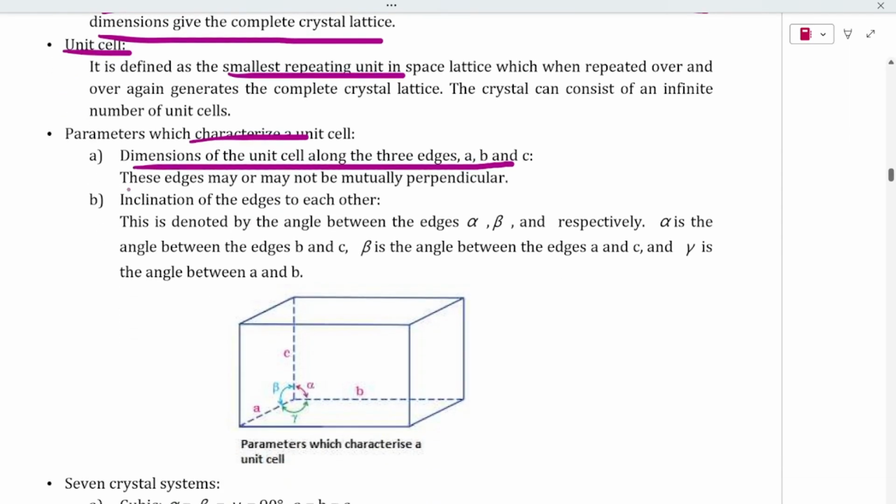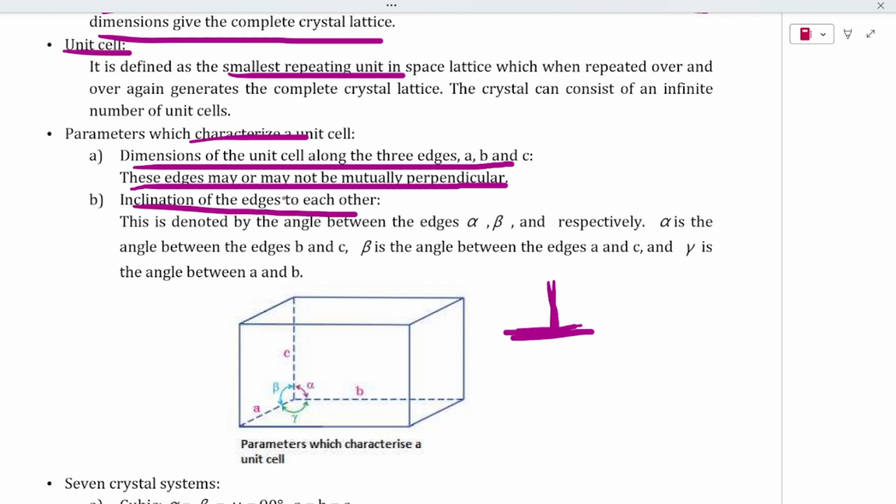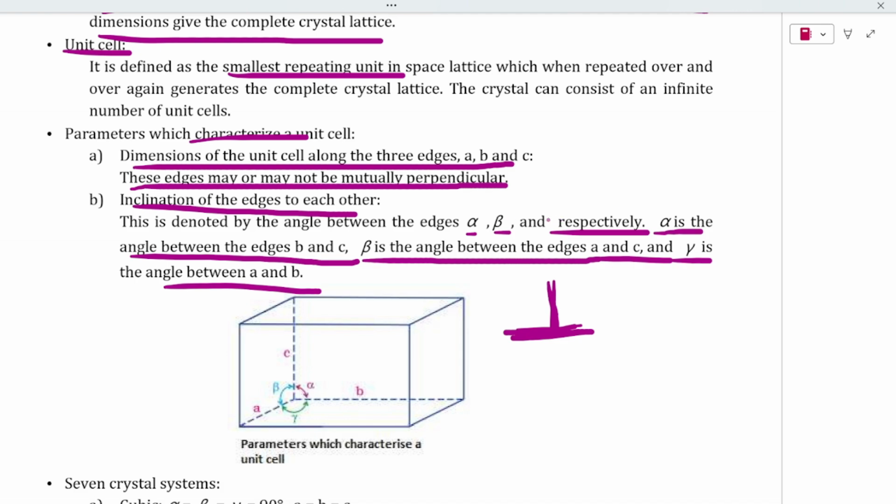3 edges will be there. These edges may or may not be mutually perpendicular. Perpendicular is nothing but they have to be like this, right? They need not be mutually perpendicular to each other. Inclination of the edges to each other is denoted by angles alpha, beta, and gamma respectively. Alpha is the angle between edges B and C, beta is the angle between A and C, and gamma is the angle between A and B. Okay.